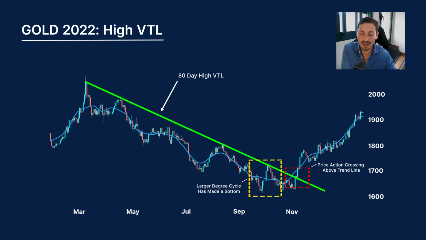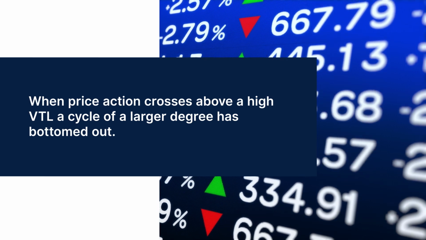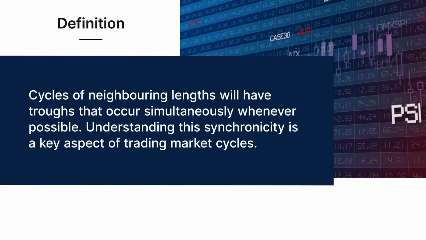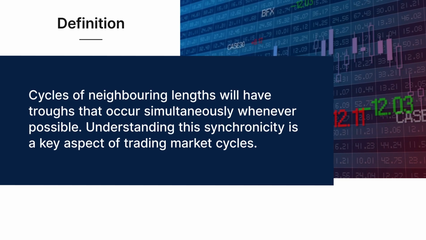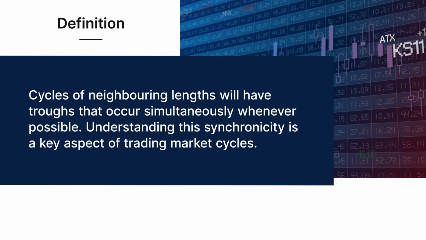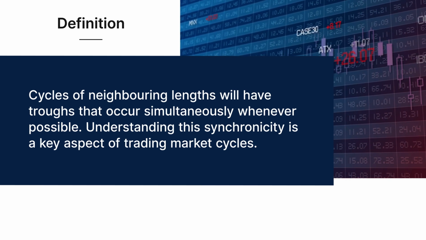The specific definition is that when prices cross above a VTL, the next degree cycle has bottomed out. So the strict definition when gold prices crossed this VTL was that the 160-day cycle had made a low. However, I knew that based on the principle of synchronicity, if the 160-day cycle was making a bottom, then it was very likely that a 1 year, I think it was an 18-month cycle was also making a low in gold. And so that's what provides the buying opportunity.